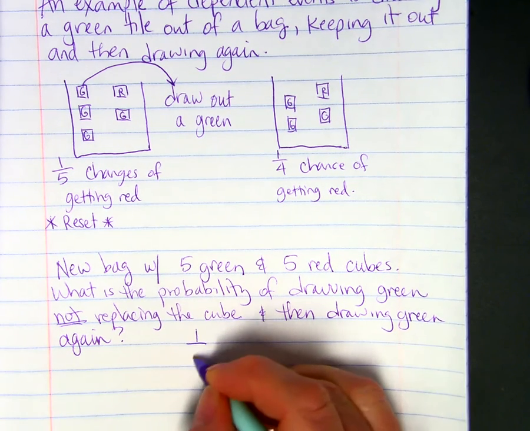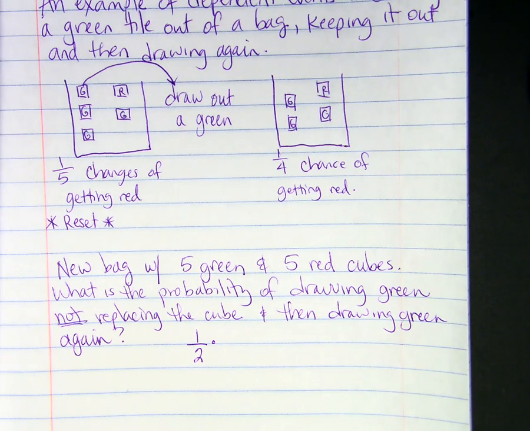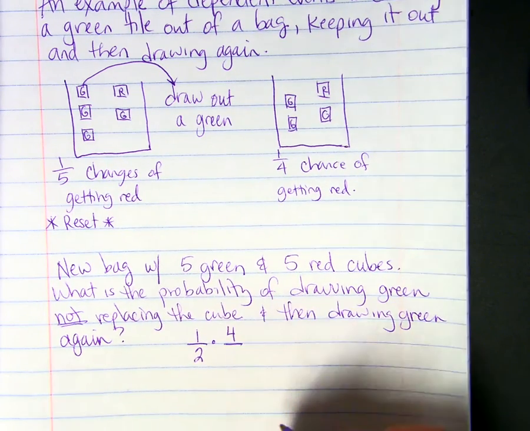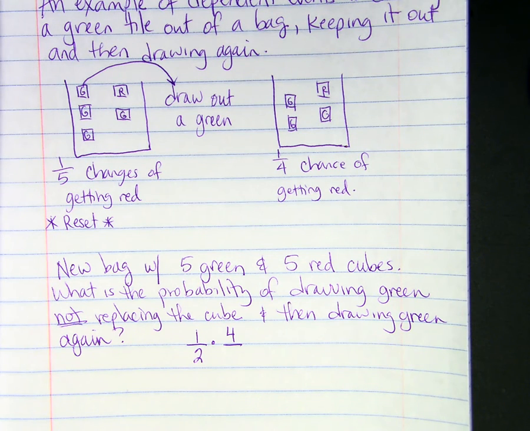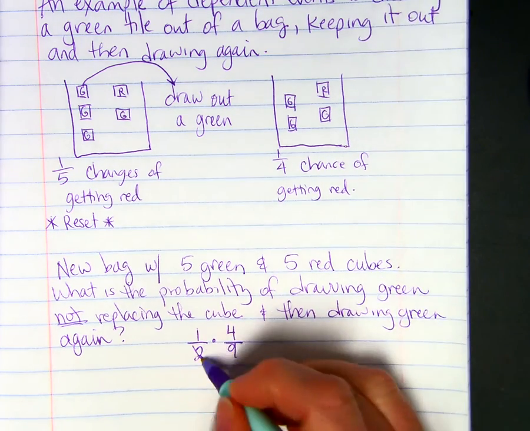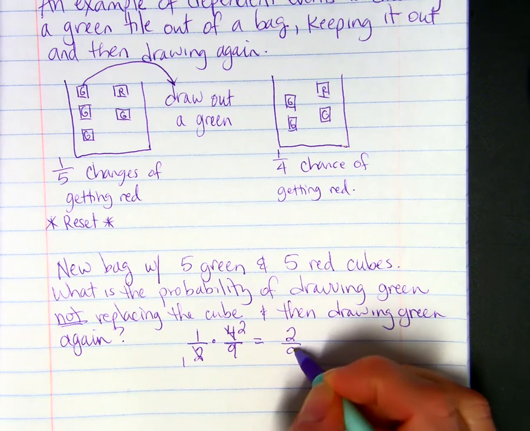So we draw green, the probability is 1/2. Then we multiply it by the new probability of drawing a green again. So we draw out a green, leave it out. Now there's only 4 greens left, so our probability will change. It's 4 over, and there's no longer 10 cubes in there, there's 9. So it's 4 out of 9. Then we can reduce, and the probability is 2/9.